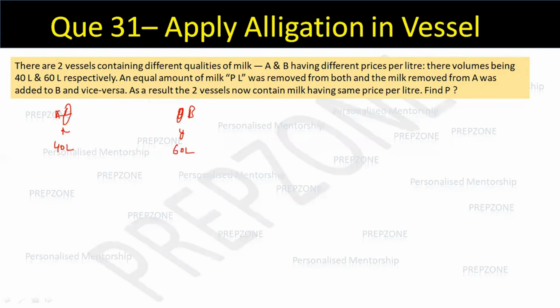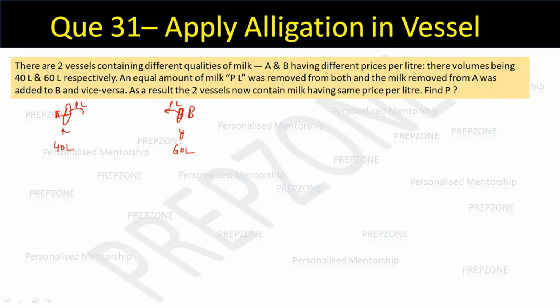Now an equal amount of milk, P liter, was removed from both. I have removed P liter of milk from here, and I have removed P liter of milk from here. And the milk removed from A was added to B. This P is now added to B and that P is now added to A.